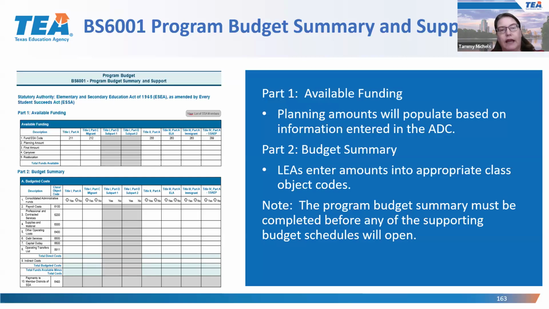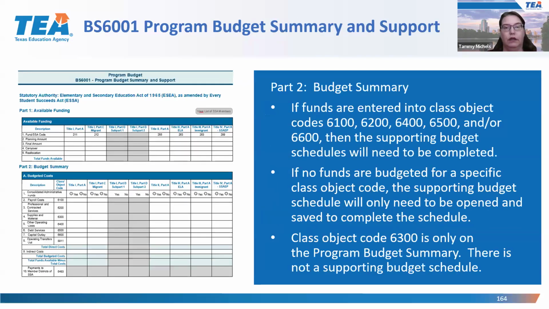Next, we're going to look at the BS 6001 Part 2 schedule. So Part 2 serves as an overview of how your grant funds will be used. In Part 2, you will enter the dollar amount by class object codes for direct program cost, administrative cost, and indirect cost. These items must align with the organization's needs, campus improvement plan, and district improvement plan. Additionally, budgeted items must be allowable under the authorizing program statutes, regulations, rules, and guidelines.